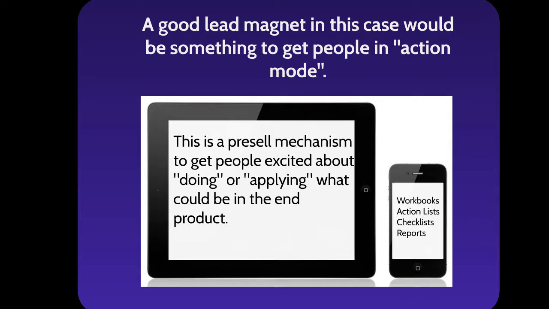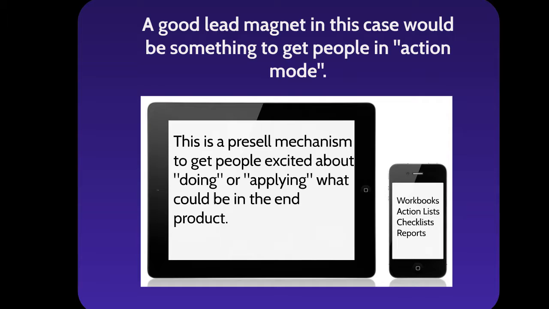If you can get people in action mode and they actually check, then essentially what you've done is you've achieved some mini transactions, meaning many actions that people take. The more actions they take in application to your product or service, the more they will become a qualified lead to actually buy and be interested in your product. So that's some of the behind the scenes stuff that goes on. But I would say workbooks, action lists, checklists, and reports are definitely good.